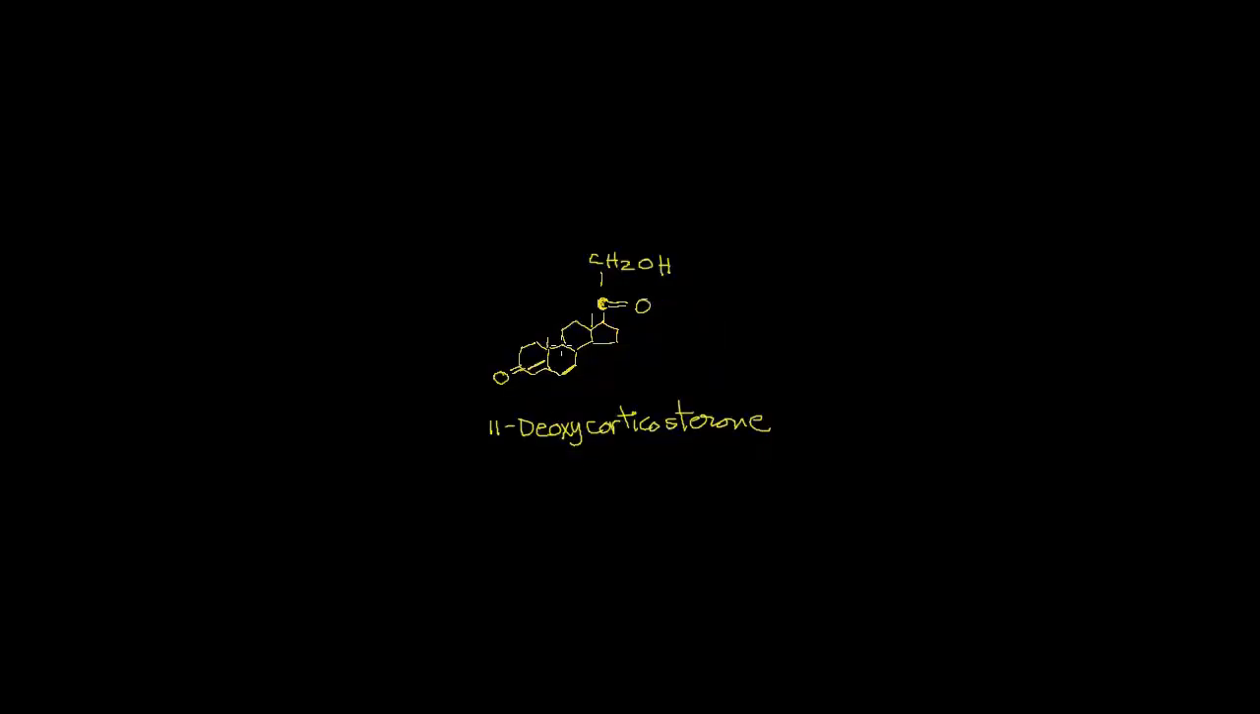So the next step in the common pathway in the biosynthesis of mineral and glucocorticoid is the hydroxylation of progesterone at carbon atom number 21. This is catalyzed by the enzyme 21-hydroxylase, and this produces 11-deoxycorticosterone, which is known as DOC. DOC is an active sodium ion retaining mineralocorticoid, albeit weak.